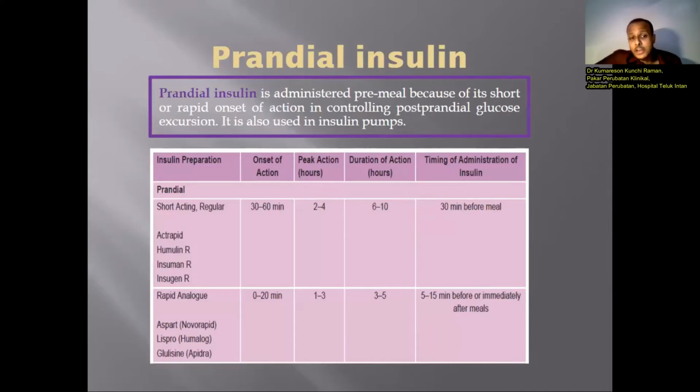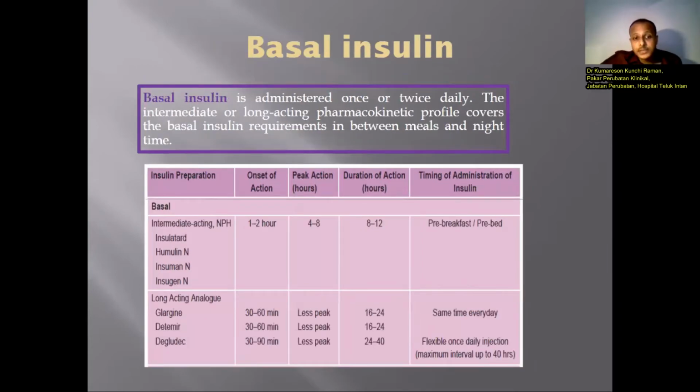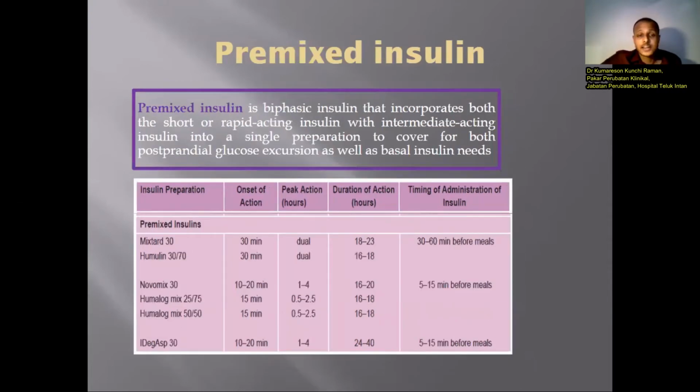We have short-acting insulins like our famous Actrapid, Humulin R, Insuman R, and Insugen R. These are just different preparations, but their functions are almost the same. We have analog forms of short-acting, which are aspart, lispro, and glulisine. In basal insulins, we have intermediate-acting like your famous Insulatard and your Humulin N, Insuman N, and Insugen N. And of course, long-acting analogs like glargine, detemir, or degludec. Premixed insulins are your Mixtard 30, your Humulin 70/30, your NovoMix, and also various preparations of Humalog as well.